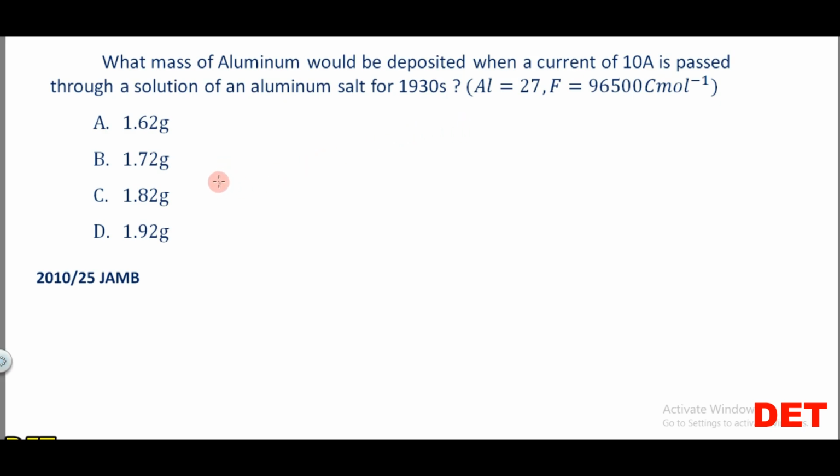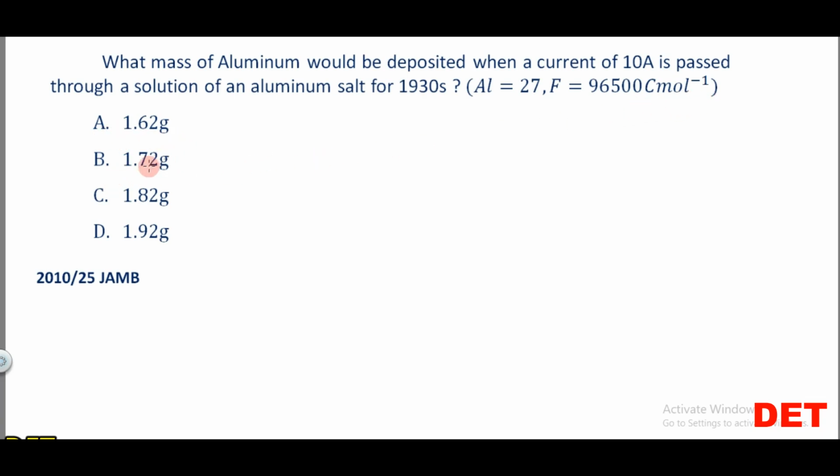Alright, so in this video, we're going to look at this question, which is a 2010 JAMB question, question 25. The question is, what mass of aluminum would be deposited when a current of 10 ampere is passed through a solution of an aluminum salt for 1930 seconds? We're given that the relative atomic mass of aluminum is 27 and Faraday is 96,500 coulomb per mole.